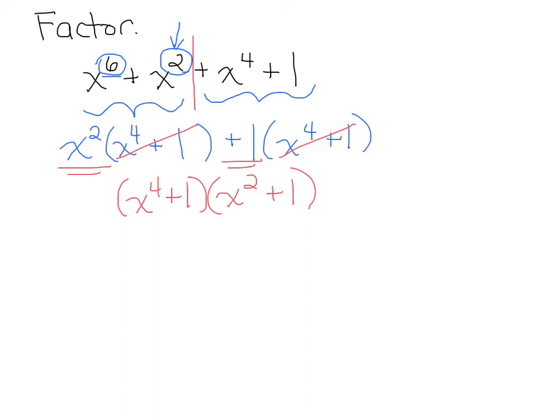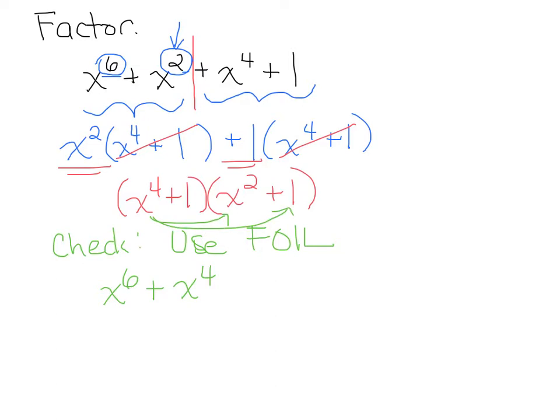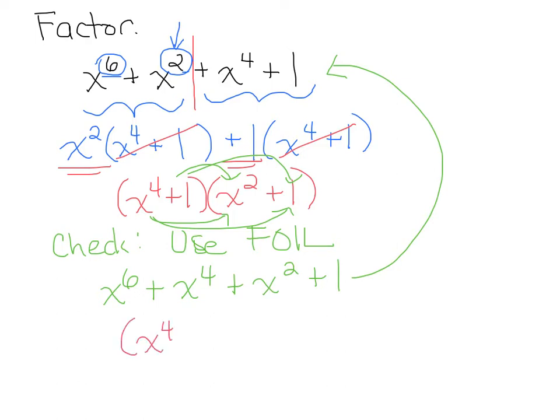I can always check this by FOILing: first, outer, inner, last. Since when I use FOIL, I get my original problem, my answer checks out. So my answer again is x to the 4th plus 1 times x squared plus 1.